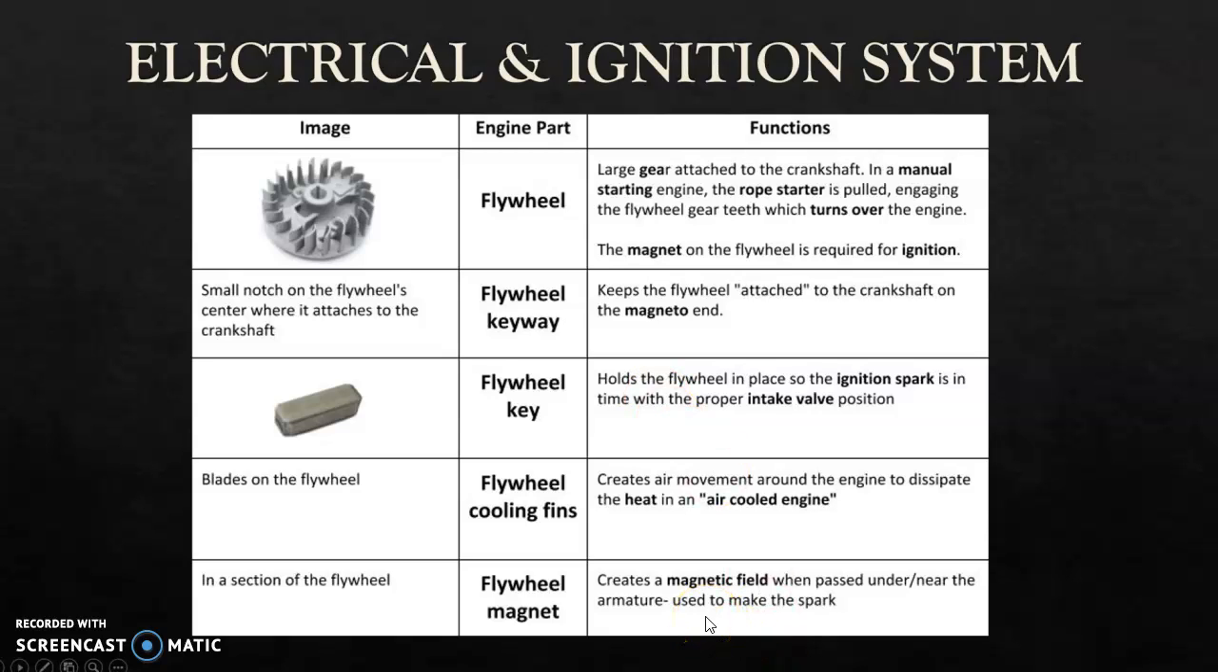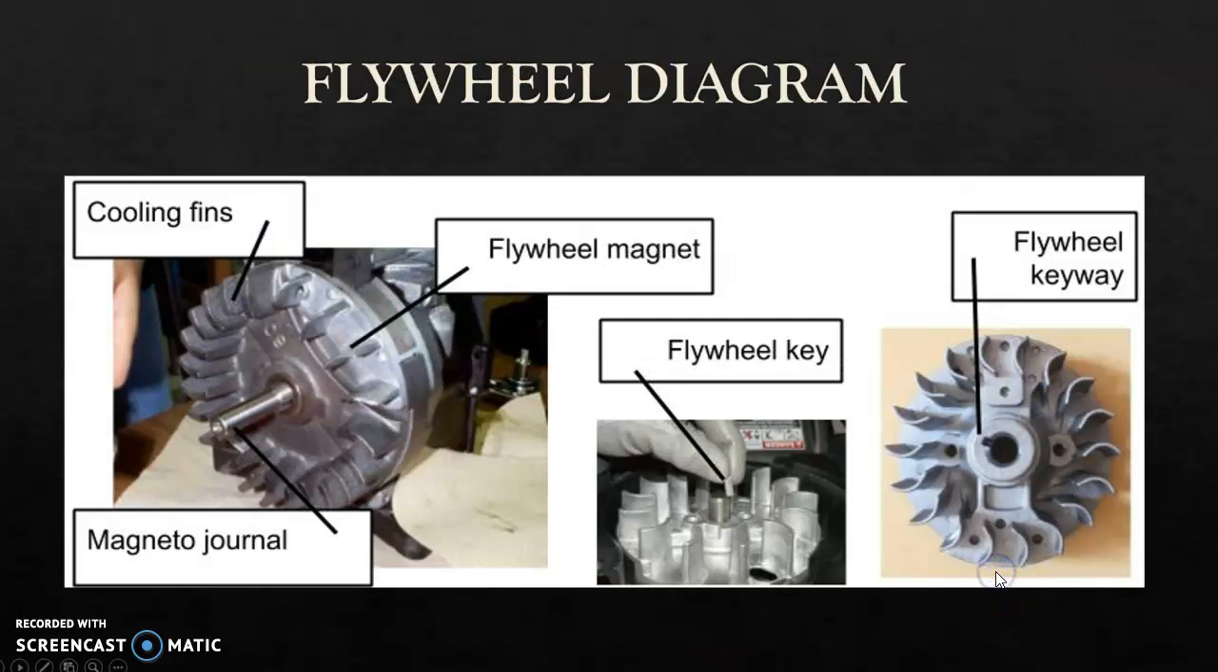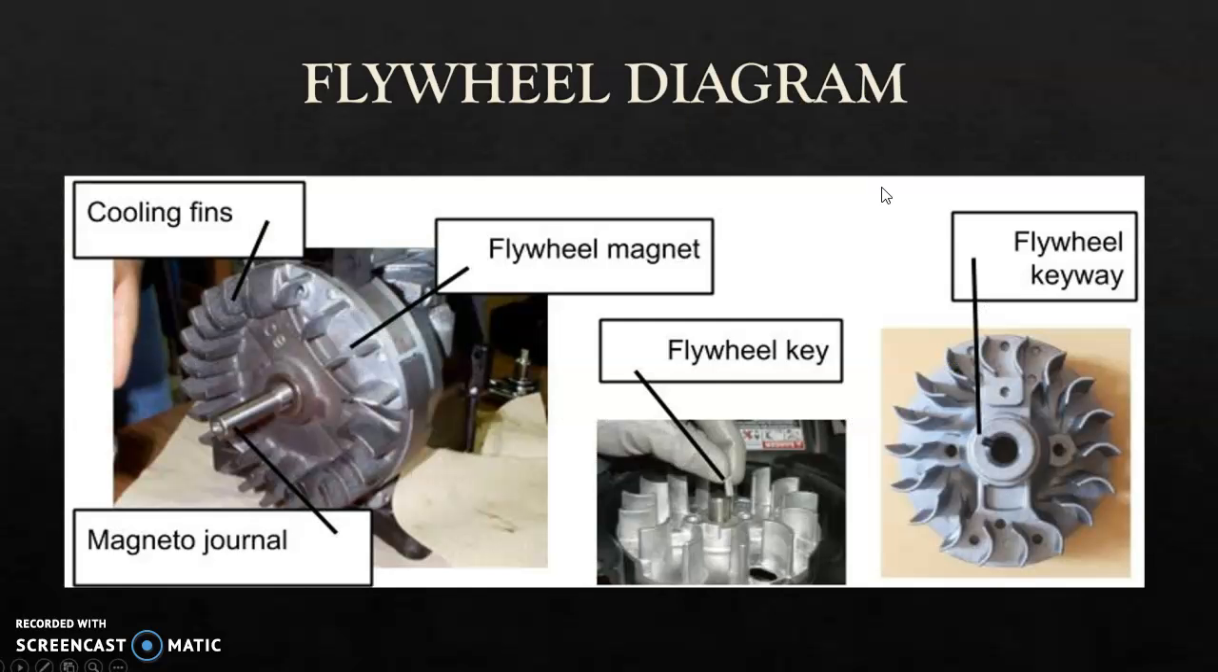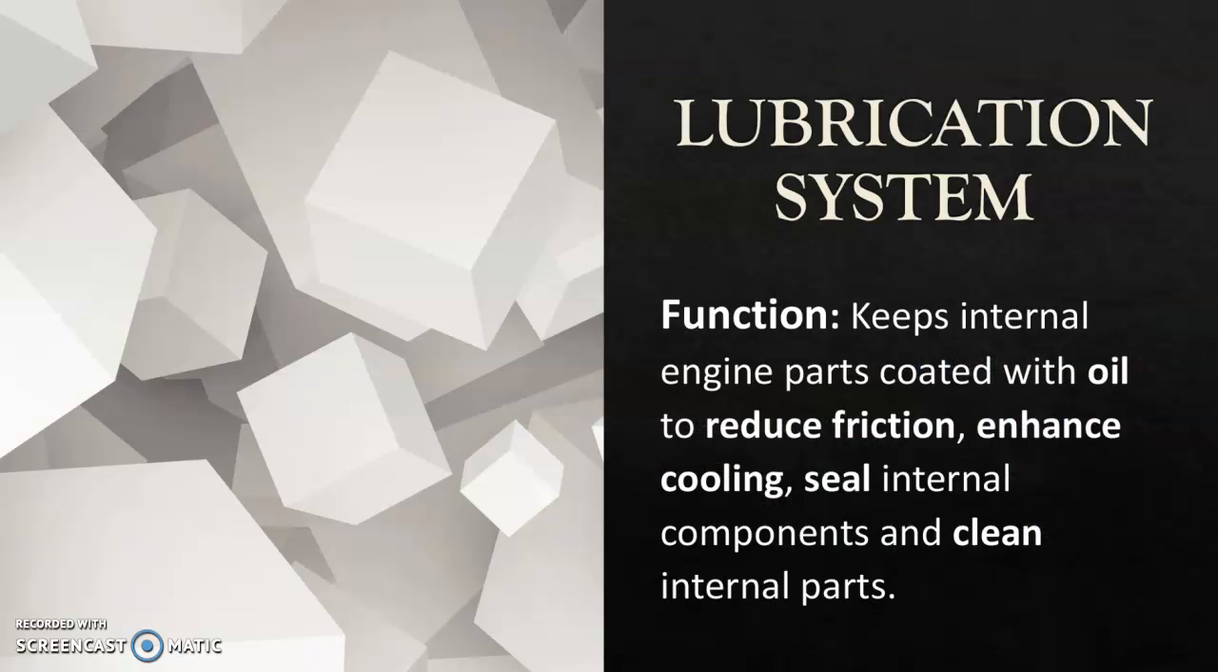in that housing. So there's a magnet, and once it goes near the armature, that's where all the fun happens. So cooling fins, magnet. This is the magneto-journal end of the crankshaft. Flywheel keyway, a little bit more up close and personal. And then, hold on here. If I remember correctly, that housing comes a little later after the lubrication system. So we'll talk about that again later.